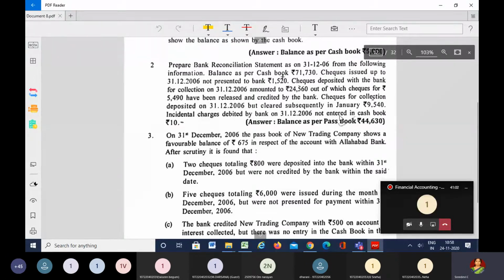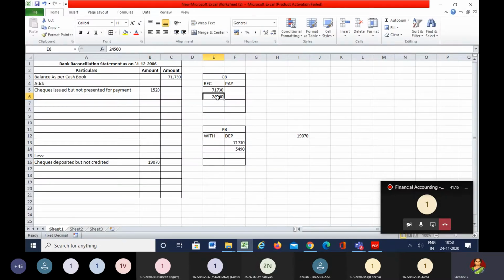That means after 31st of December, it has been credited in the passbook. And here the amount of the check is 9,540. So what is going to happen now? In the cash book, we have already mentioned 9,540 before 31st of December. It's already recorded in the cash book. But it has been credited in the passbook in the next month. As on this particular date, there is no record of it in the passbook.